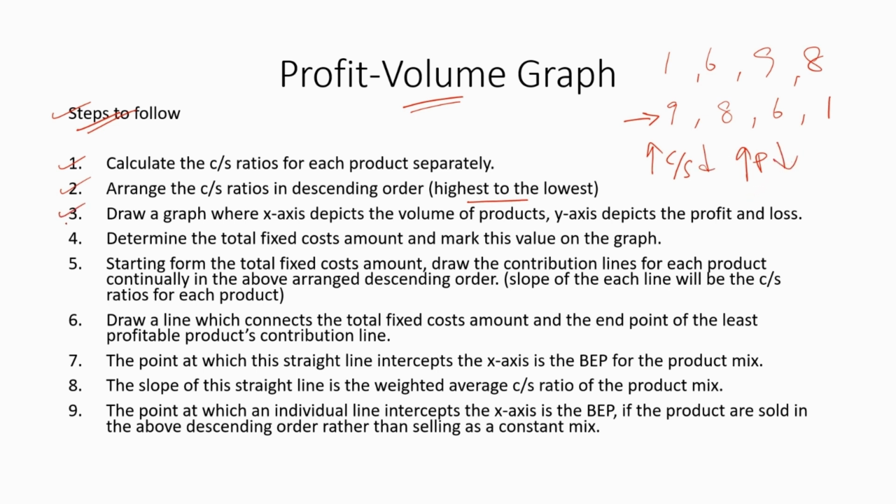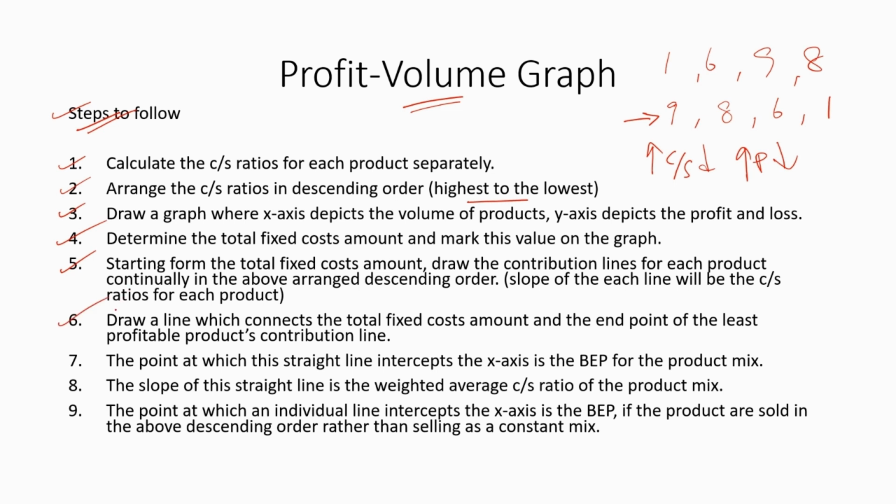The third step, draw a graph where the x-axis depicts the volume of products and the y-axis depicts the profit and loss. And the fourth step is to determine the total fixed costs amount and mark this value on the graph. And then starting from the total fixed cost amount, draw the contribution lines for each product continually in the above arranged descending order. The slope of each line will be the CS ratio for each product. This simply means the gradients of these lines will depict the CS ratio for each product.